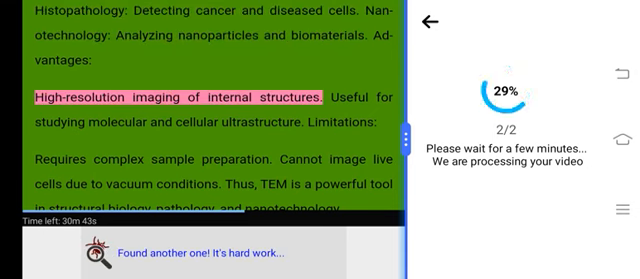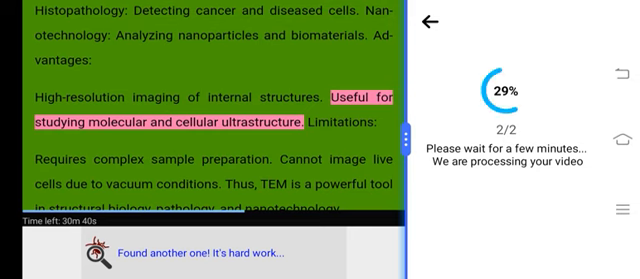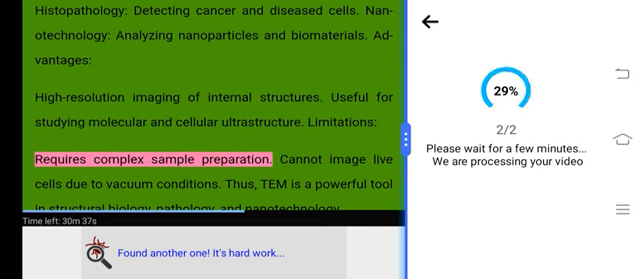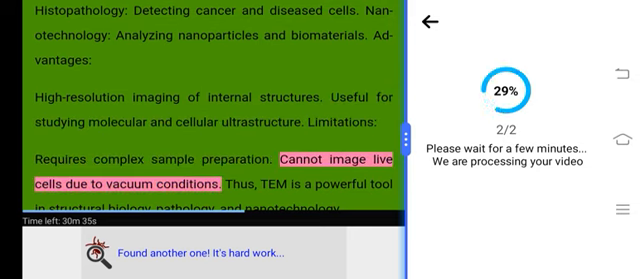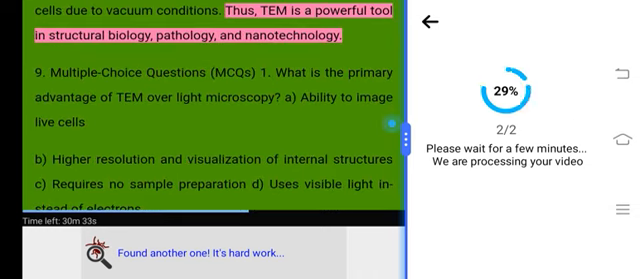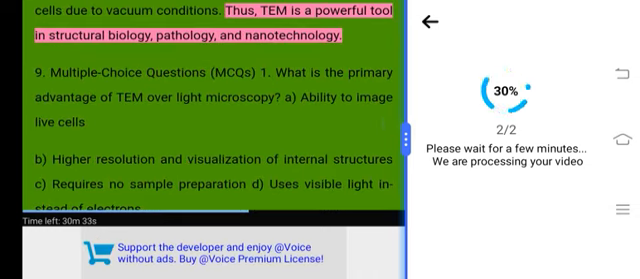Advantages. High-resolution imaging of internal structures. Useful for studying molecular and cellular ultrastructure. Limitations. Requires complex sample preparation. Cannot image live cells due to vacuum conditions. TEM is a powerful tool in structural biology, pathology, and nanotechnology.